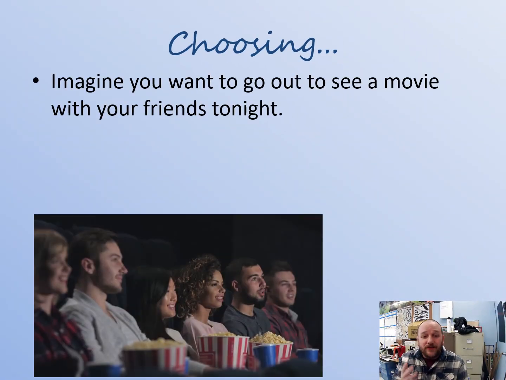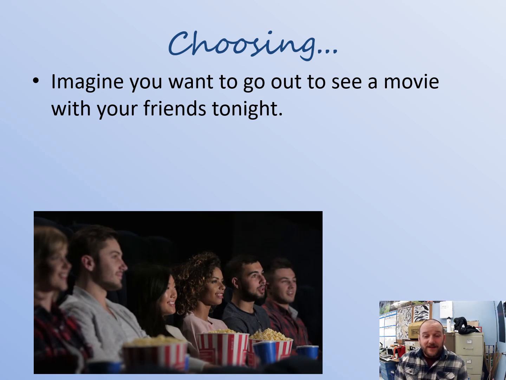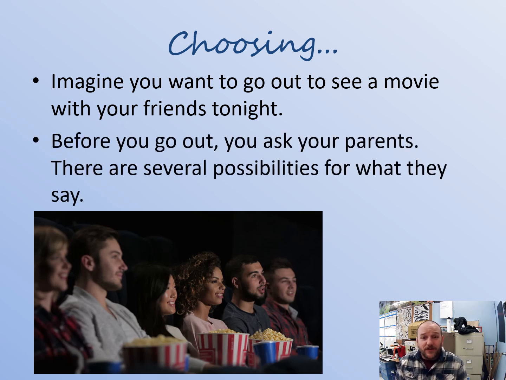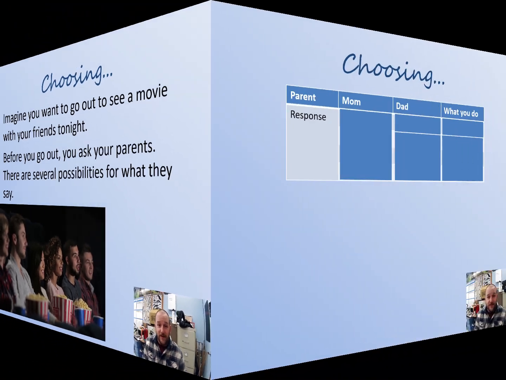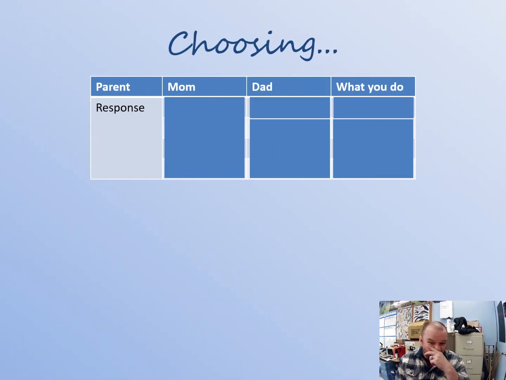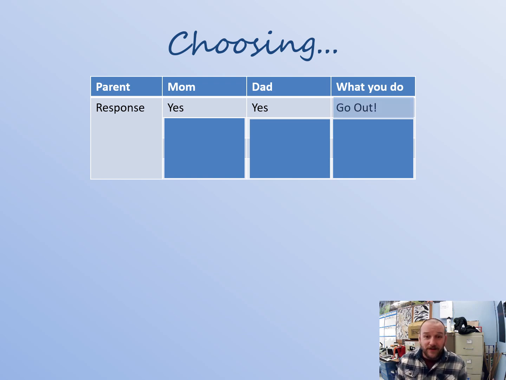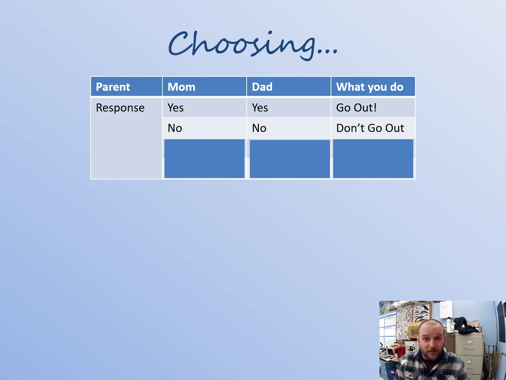So imagine you want to go out to see a movie with your friends tonight. Of course you have to ask your parents. And when you ask your parents, there's several possibilities for what they could say, assuming you live in a traditional household with both parents there. So let's say you ask your mom, and she says yes. And then you ask your dad, and he says yes. If both of your parents say yes, it's pretty obvious you're going to go out. Let's say your mom says no, and your dad says no. Well, since they both said the same thing, you're probably not going to go out or you're going to get in a whole bunch of trouble.